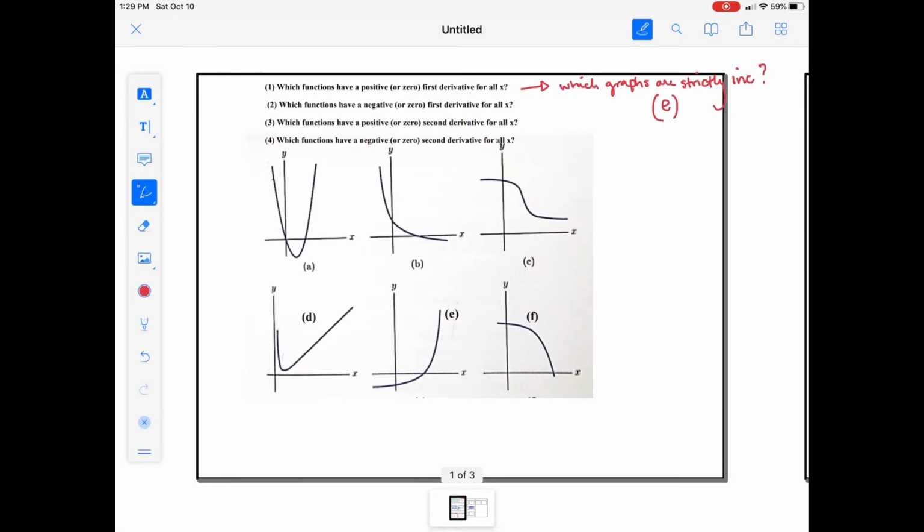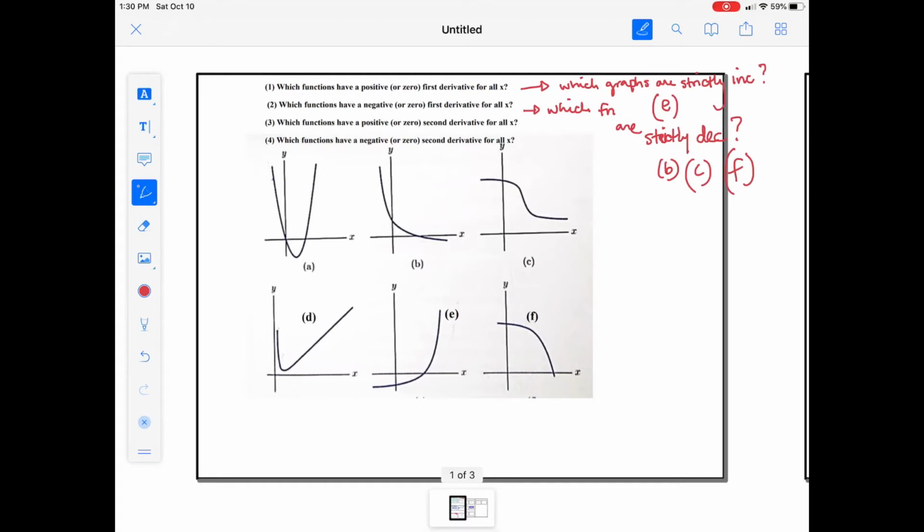And then we say the same concepts for the others. Which functions have a negative first derivative? So that's now asking, which of those functions are strictly decreasing? We already said A goes down and up. B, yes, B is strictly decreasing. So is C. D decreases and then increases. E we already said was, and then F. So B, C, and F would work for that.